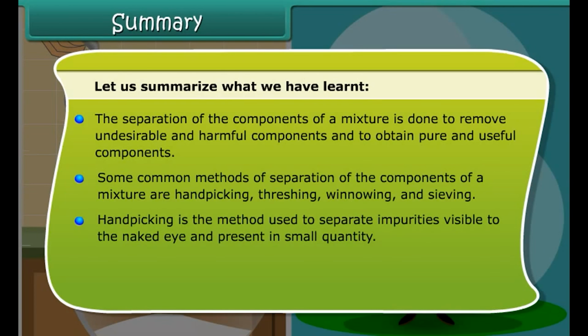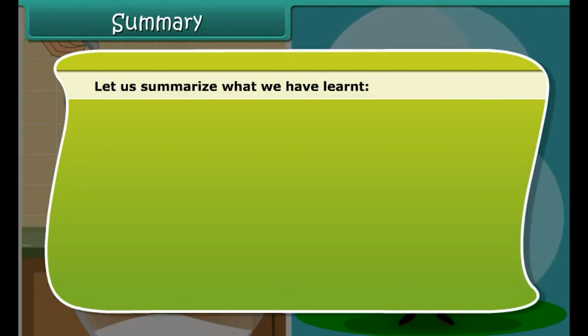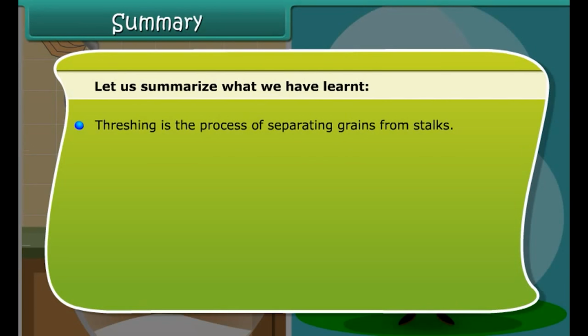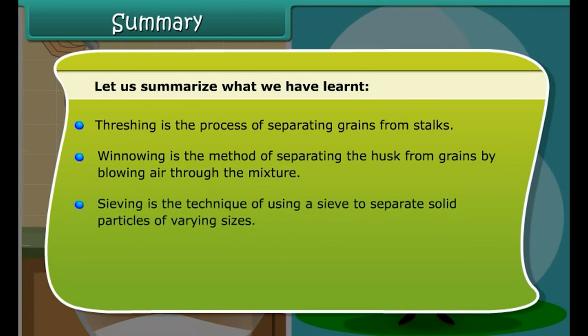Handpicking is the method used to separate impurities visible to the naked eye and present in small quantity. Churning refers to the process of agitating or stirring milk or curd to make butter. Threshing is the process of separating grains from stalks. Winnowing is the method of separating the husk from grains by allowing air through the mixture. Sieving is the technique of using a sieve to separate solid particles of varying sizes.